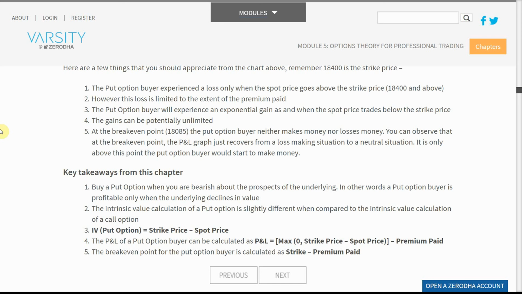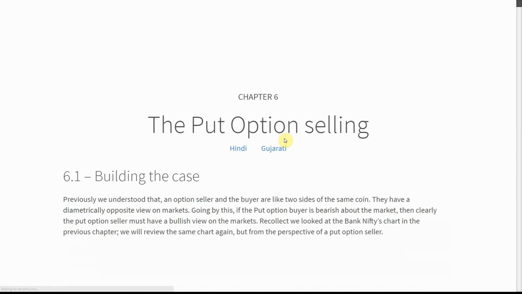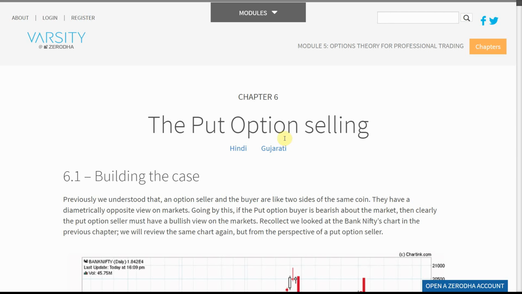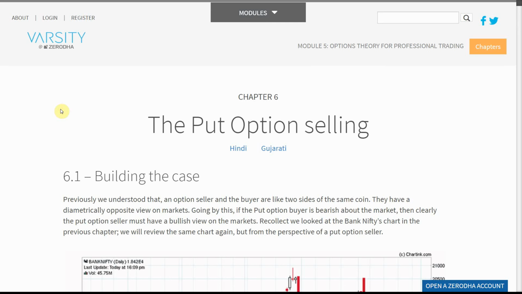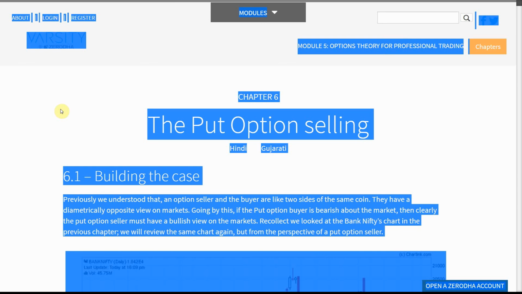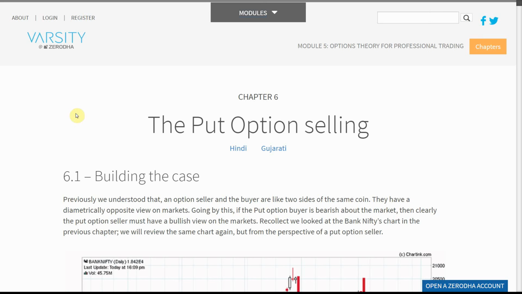95 responses to the put option buying. R.P. Hans. April 20th, 2015 at 9:43 a.m. Hello Kartik. I want to open a ZERODHA account. Chapter 6.